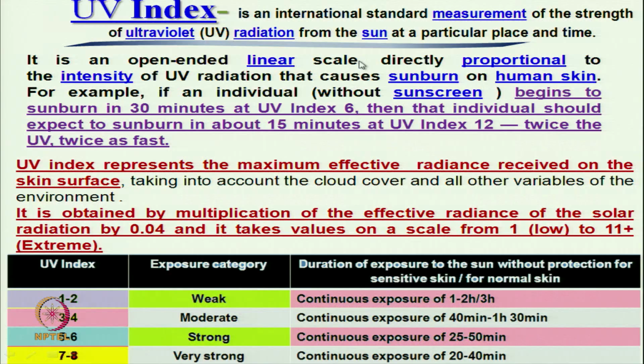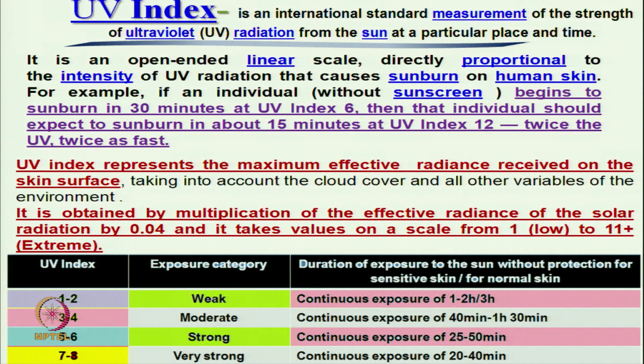UV index is an international standard which measures the strength of UV radiation from the sun at a particular place at a particular time. So, that is important. UV index changes with the place, altitude, and many other factors. This index is actually an open ended linear scale. That means it is directly proportional to the intensity of UV radiation that causes sunburn to human skin.